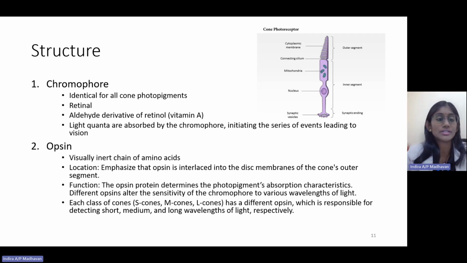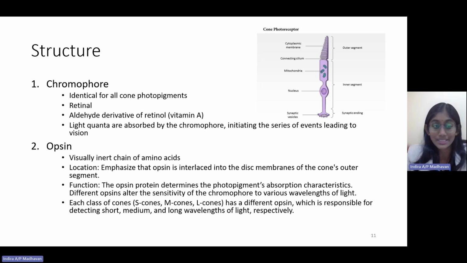The function of the opsin is that it determines the photopigment's absorption characteristics. How can it determine that? Because opsin is not like the chromophore. It is different from one type of cone to another. That means the structure of opsin in the red cone is different from the green, and it is different from the blue.